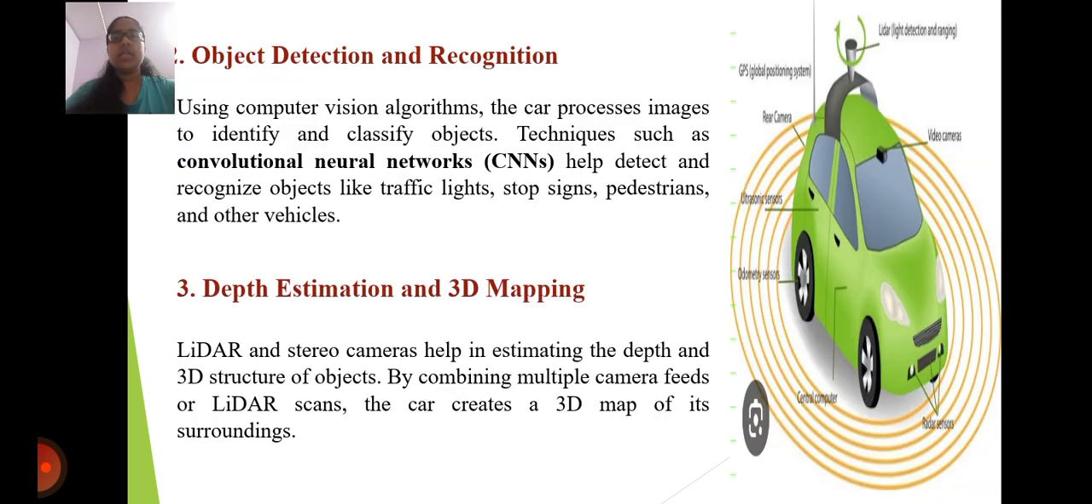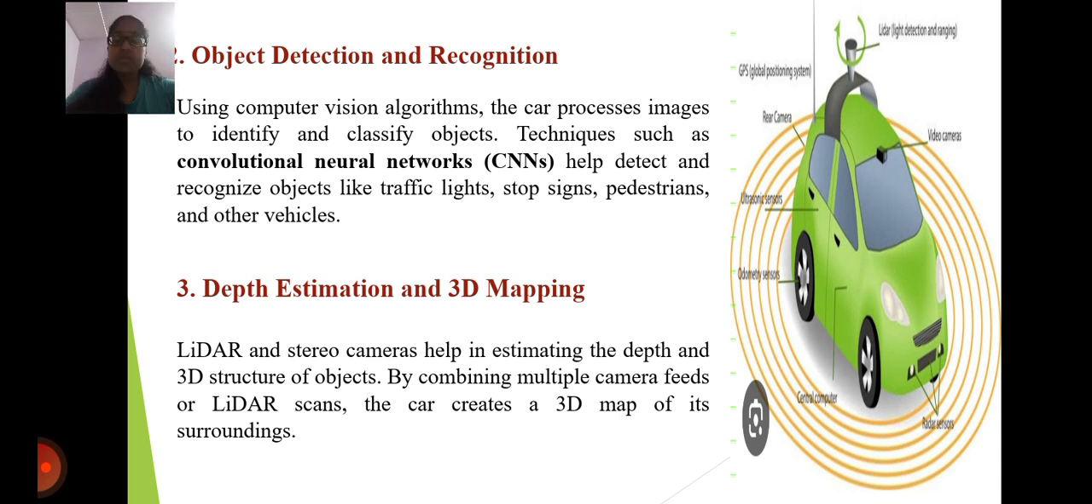The second thing is object detection and recognition. Using computer vision algorithms, the car processes the images to detect and classify objects. Techniques such as convolutional neural networks, CNNs, help detect and recognize objects like traffic lights, stop signs, pedestrians, and other vehicles. The third thing is depth estimation and 3D mapping. LIDAR and stereo cameras help in estimating the depth and 3D structure of objects. By combining multiple camera feeds or LIDAR scans, the car creates a 3D map of its surroundings.